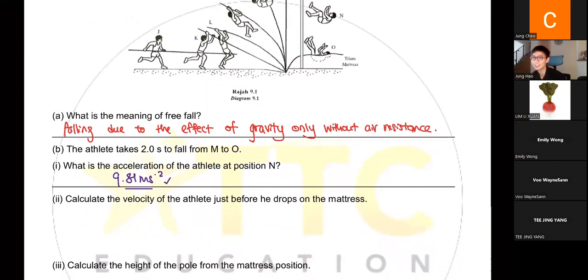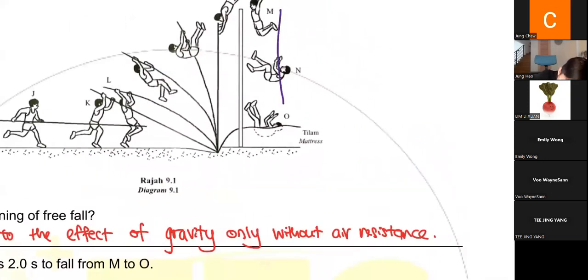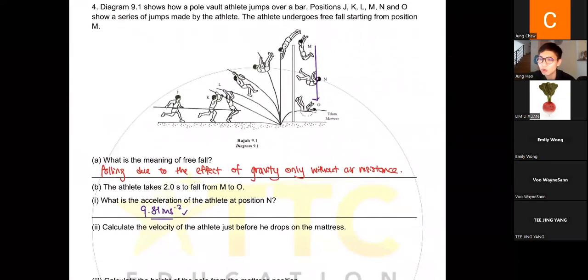After that, so that's acceleration. Calculate the velocity of the athlete just before he drops on the mattress. So if this guy is going to fall from M all the way down, when we do free fall, are there other formulas that we need to know? Because we want to calculate, is there any other formula that we need to know?